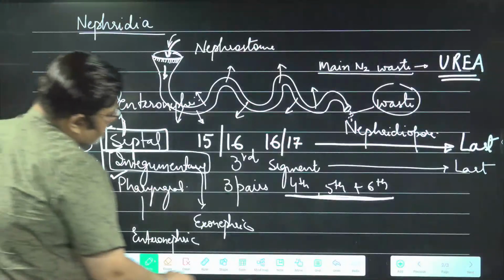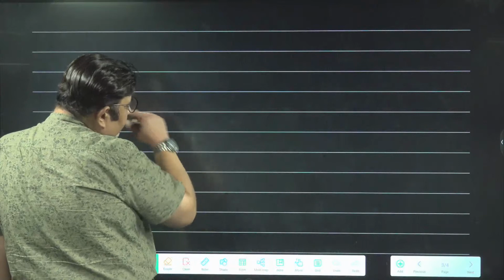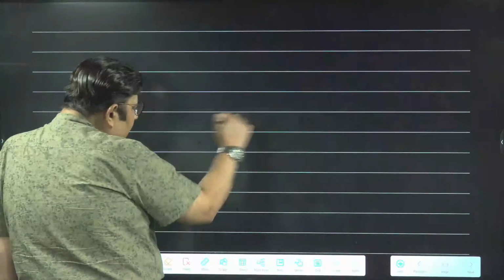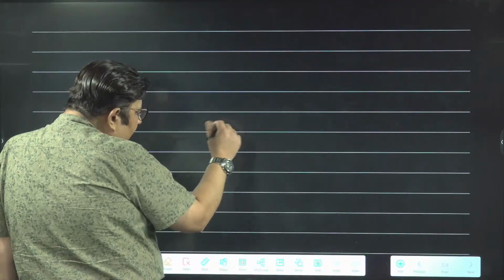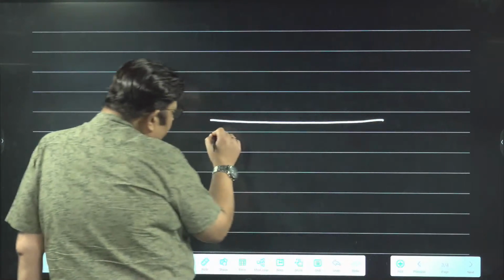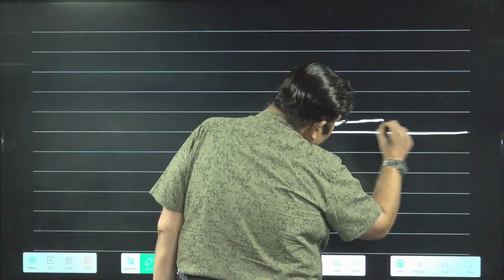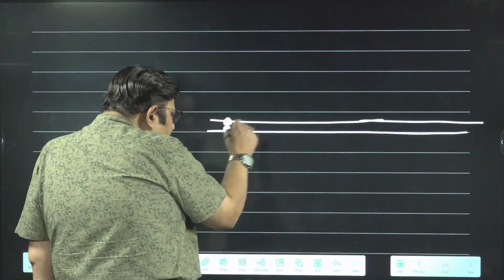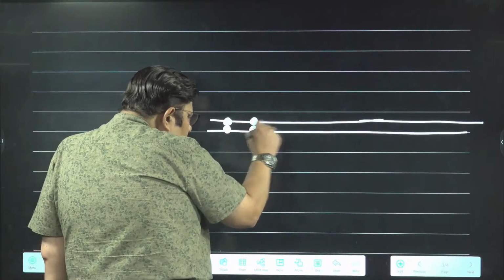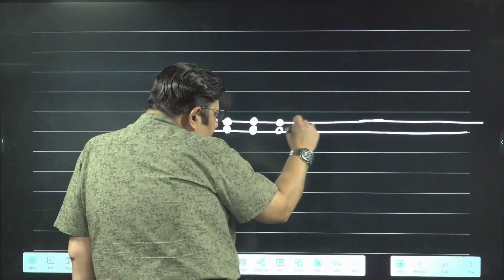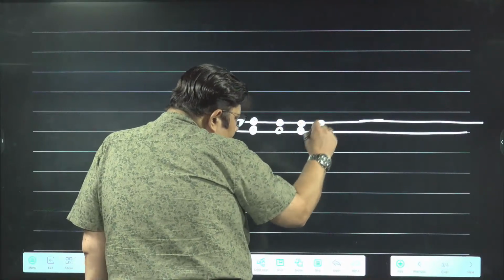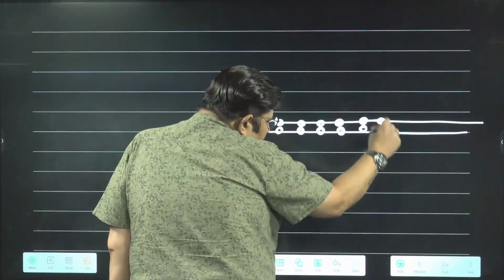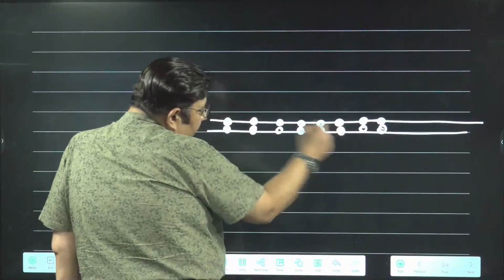Nervous system of an earthworm, just like in any other invertebrate, has a double ventral and solid nerve cord. These nerve cords are connecting the paired ganglia. Paired ganglia are present in each segment. These are segmental ganglia.